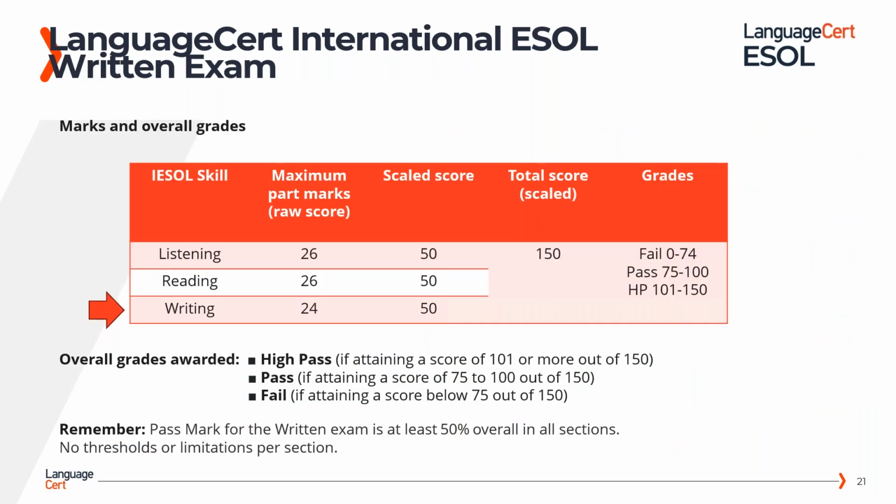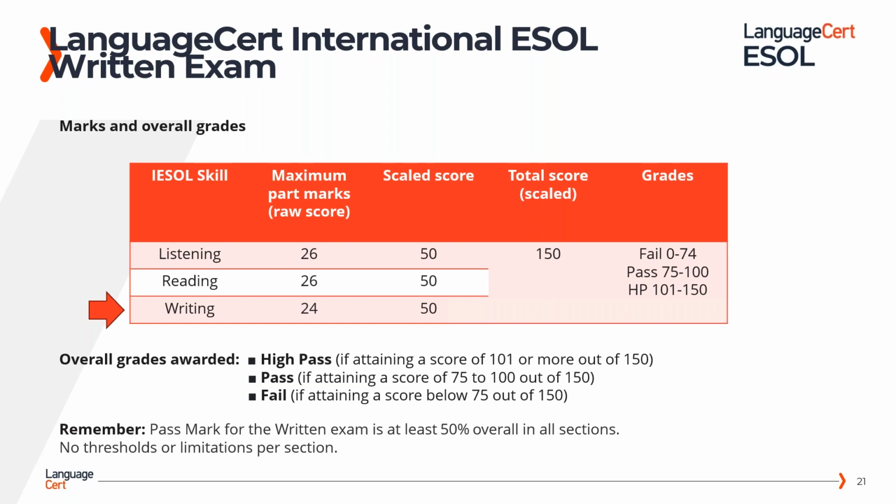What about marking and grading now? When do candidates get a pass, a high pass, or a fail? In the table here, you can see a summary of the maximum raw and scaled scores candidates can get per skill assessed. Let's first focus on the writing component. As candidates can collect up to 12 marks per writing task, and as candidates are required to do both writing tasks, they can collect a maximum of 24 marks. This raw score out of 24 is then converted to a scaled score out of 50.